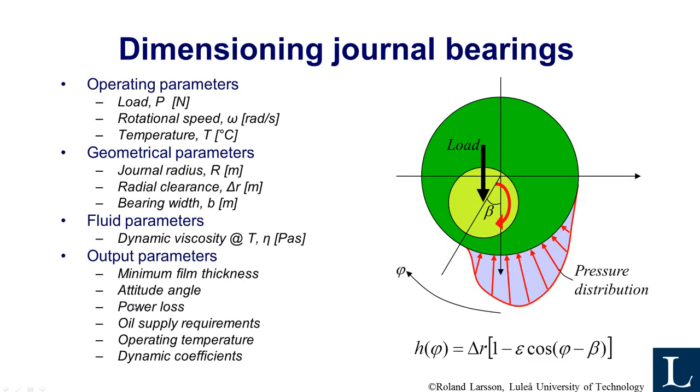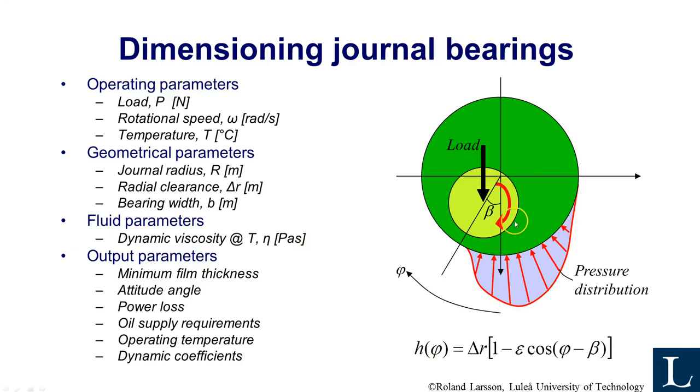As you remember, when you design bearings, you need to take a number of parameters into account, like the load, the speed, temperature, the radius of the bearing, the clearance, the width, and viscosity. You are searching for how thin the film will be, what the attitude angle will be, what the power loss is, how much oil we need to supply the bearing with, what the operating temperature will be, and also something called dynamic coefficients. We come back to that later.